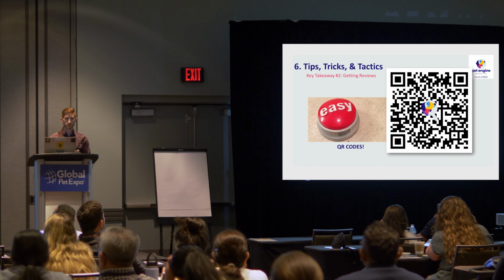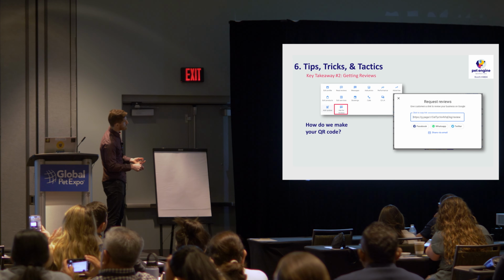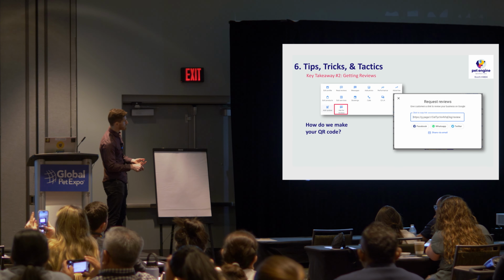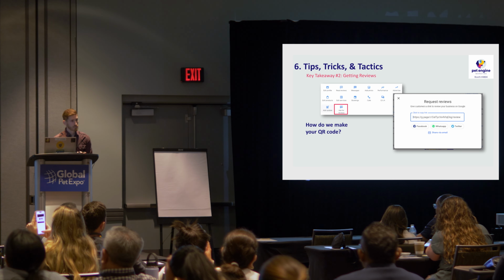So I create like a leave a review form basically. So how do we make this QR code? We go to edit your business on Google Business Profile. You'll see this button that says ask for reviews. It's gonna give you this link. That is your review link. So let's turn this into a QR code.